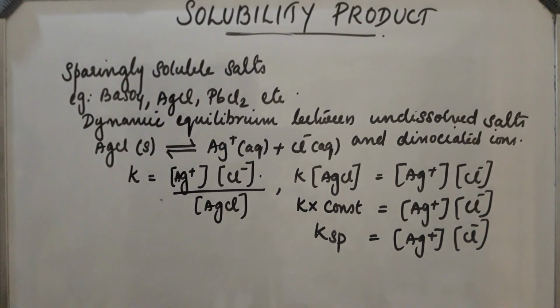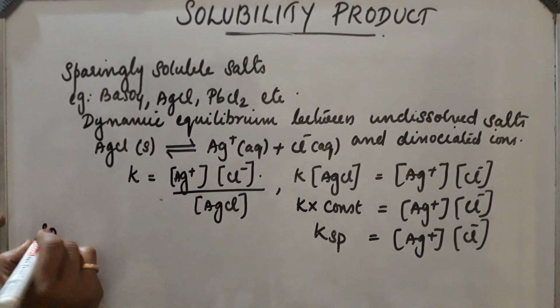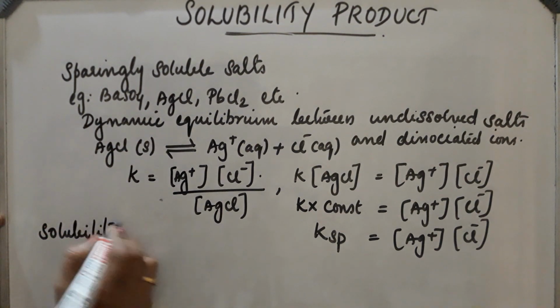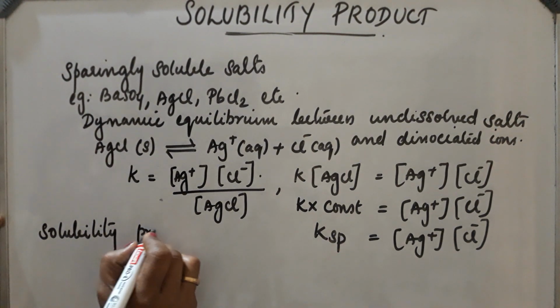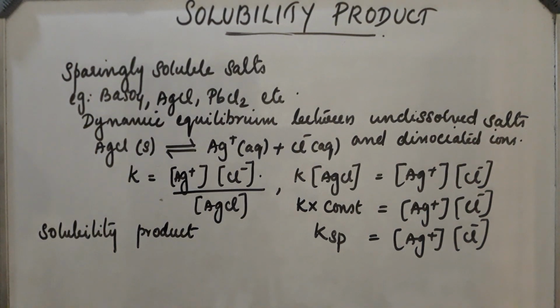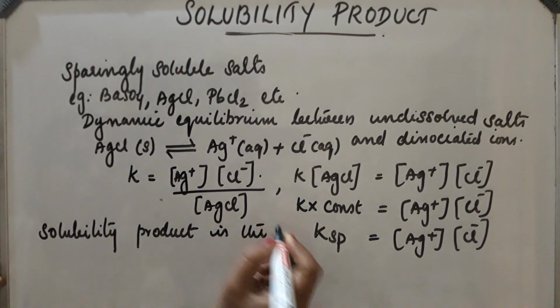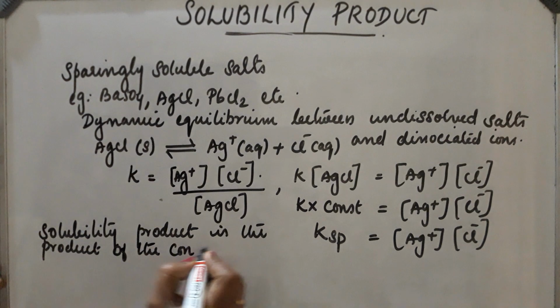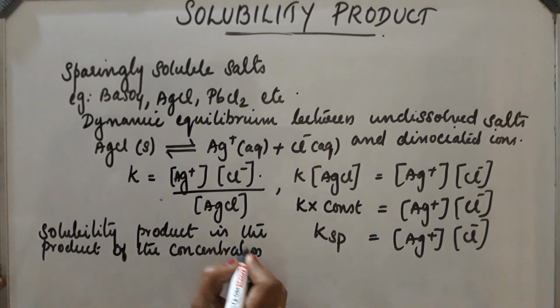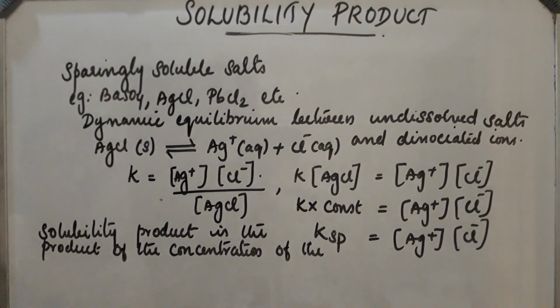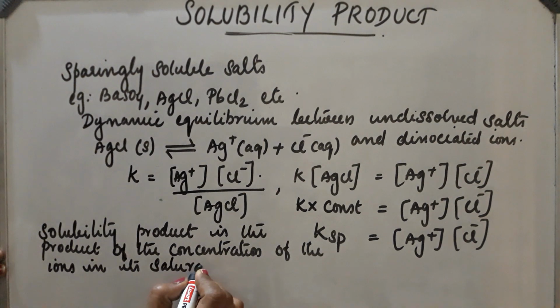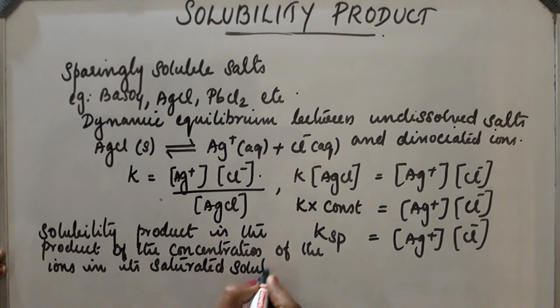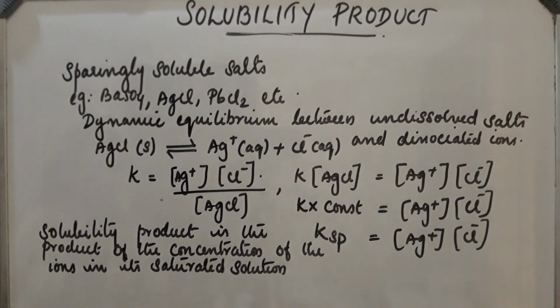Now, we can explain solubility product. So, solubility product is defined as the product of the concentration of the ions in a saturated solution with each term raised to the power.